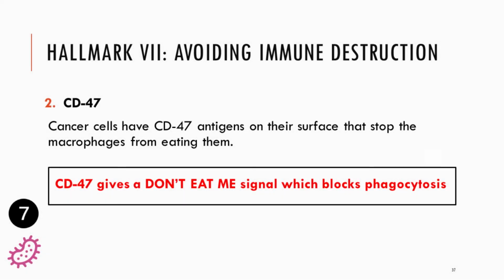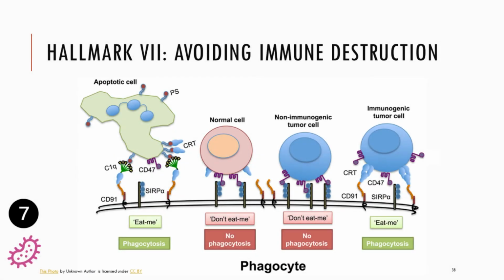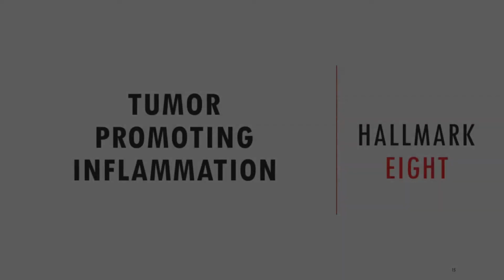But when we talk about receptors, a specific receptor called CD47 binds to the immune cells and stops them from eating cancer cells. It basically gives the macrophages this signal that tells them, do not eat me, I'm friendly.